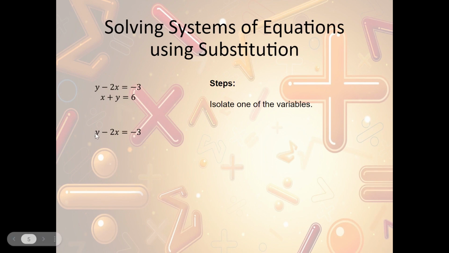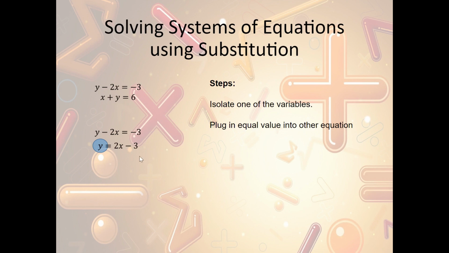So in this case, I'm going to take the equation y minus 2x is equal to -3, and I'm going to isolate y. So in order to do that, I'm going to add 2x to both sides, and I end up with y equals 2x minus 3. Now it's isolated. Now I can go ahead and plug it into the other equation. So I have x plus y equals 6, but y is really equal to 2x minus 3, so I'm going to plug that in for y.